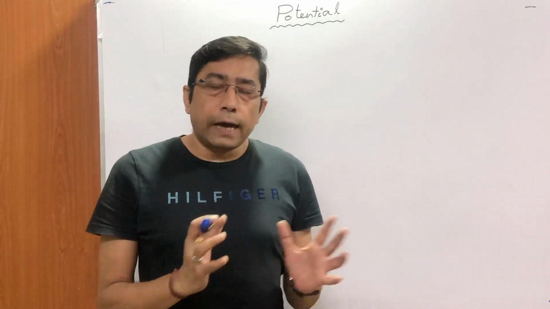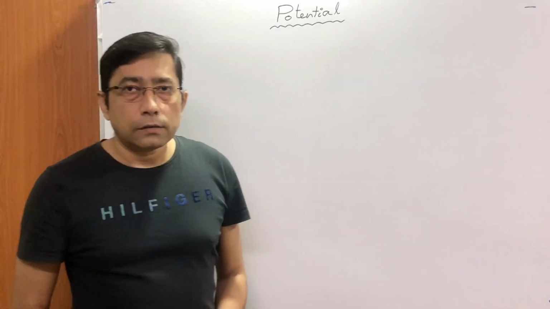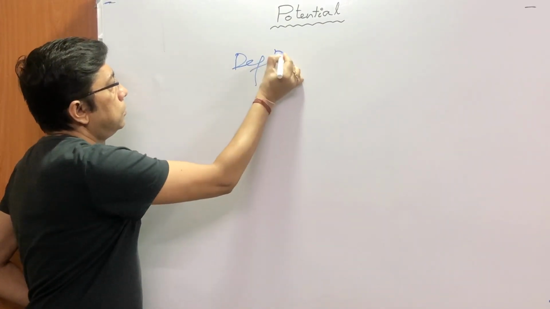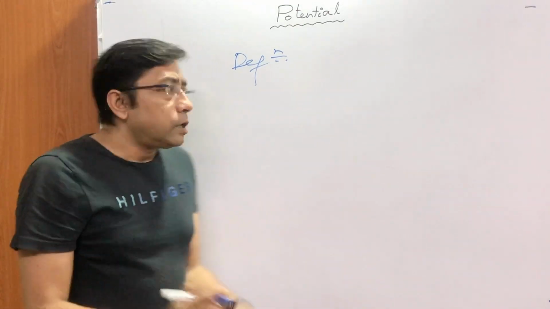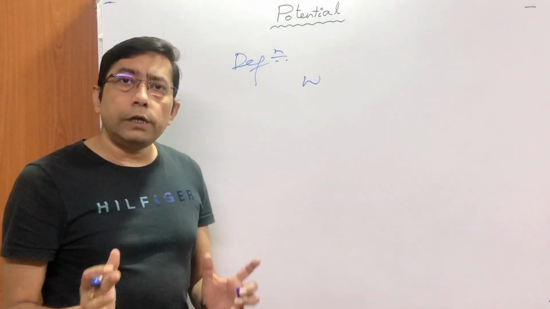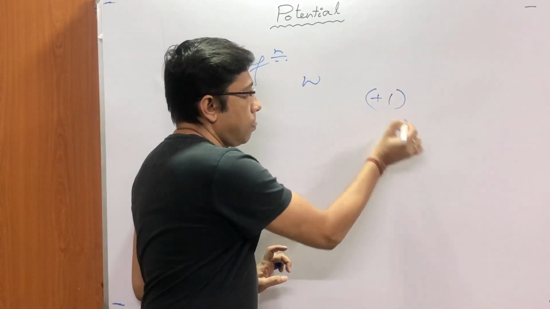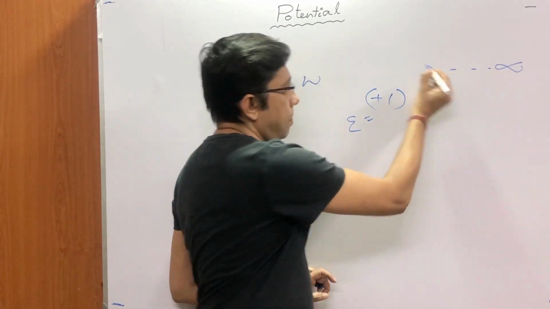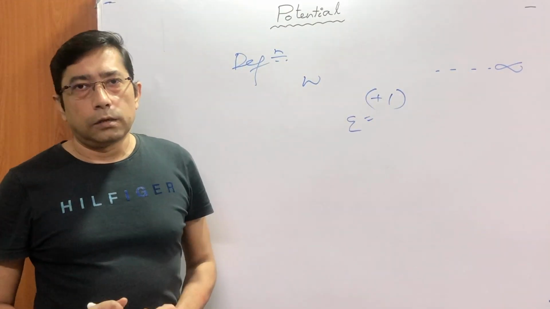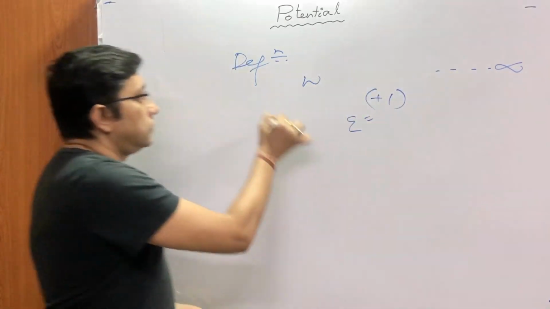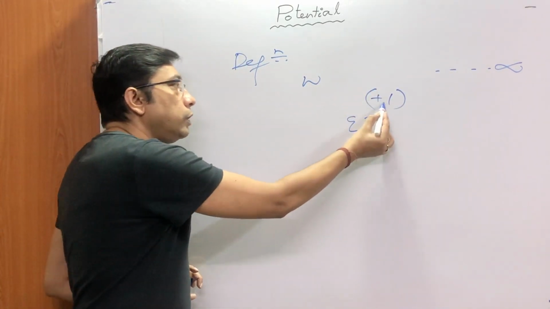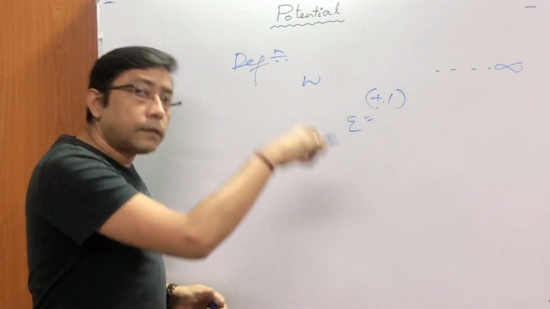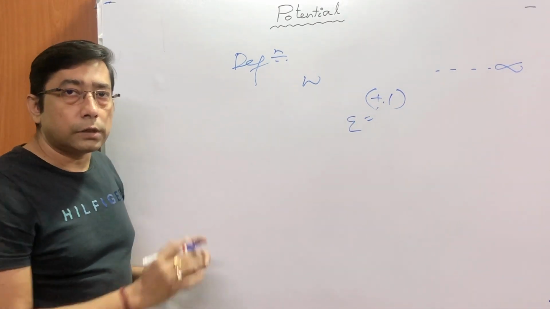Now, as we have gathered some idea, let's come to official ideas, bookish. Potential is defined by work done in bringing a unit positive charge from infinity to a point in a region. So combining these, work done in bringing a unit positive charge from infinity to a region is called potential at that particular point of that region. So that is the definition of V.